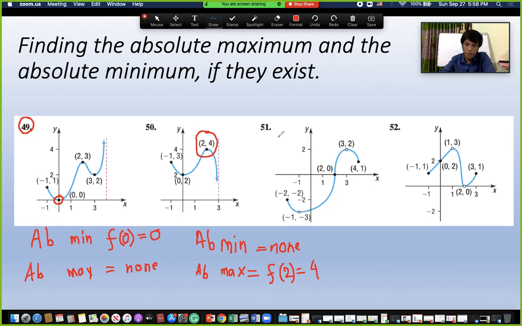Now this one, number 51. Oh my god, the number 51 graph is very interesting. What is the absolute max and absolute minimum in this graph? You see, this graph is quite interesting because we know that this is the lowest point in the graph, and we know that this is the highest point in the graph. This 3,2 is the highest point in the graph.